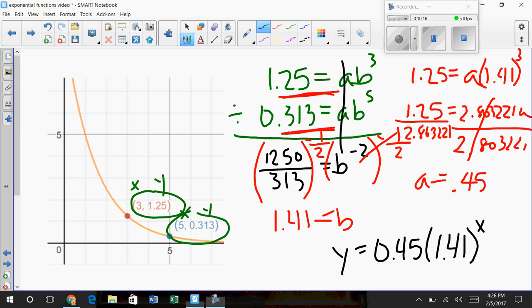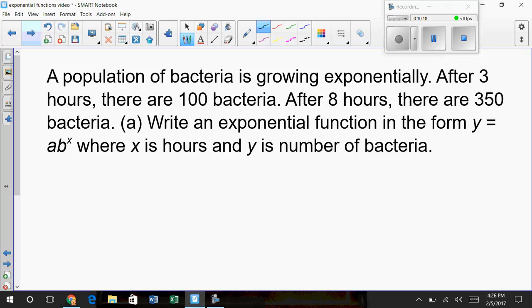Okay, so I have one last example for you. This is an actual word problem that presents you with a bunch of information, and then you have to write an exponential function. So in this case, they're telling us that a population of bacteria is growing exponentially. After 3 hours, there are 100 bacteria. After 8 hours, there are 350 bacteria.